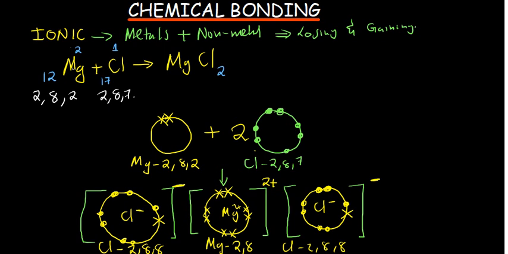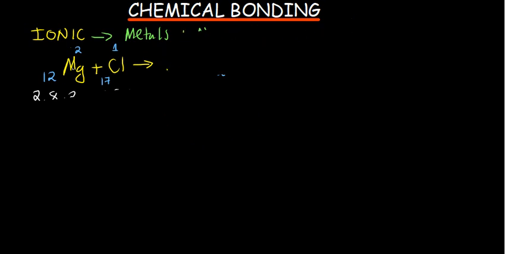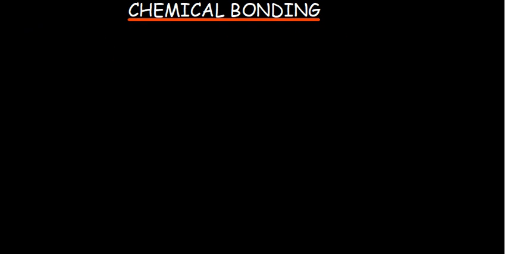Alright, so the next kind of bonding is a covalent bond. Now, how does covalent bonding happen? Well, just different from ionic.